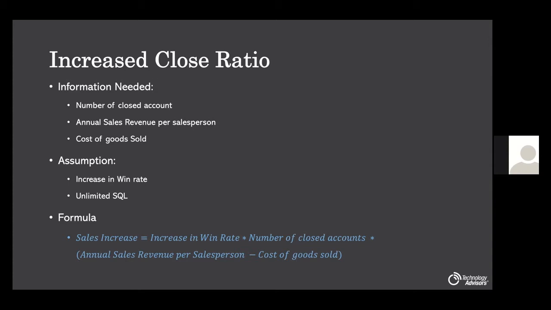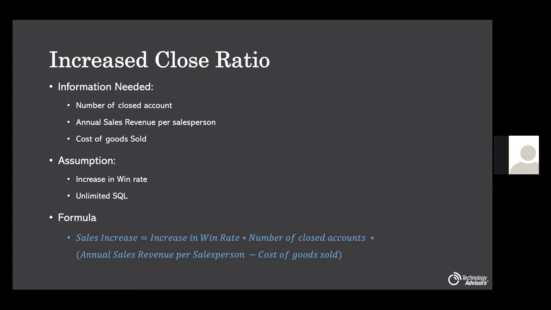So when you multiply that out, again, the increase in win rate might be 2%, or 0.02. So I might close 100 deals with a 2% increase. That means I'm closing 2 deals more per year. And if my average deal is 100,000, but it costs me 50,000, then I've essentially added $100,000.